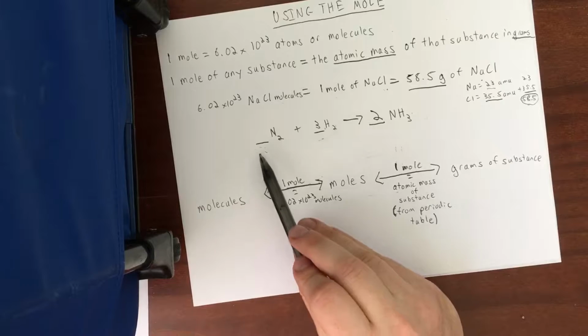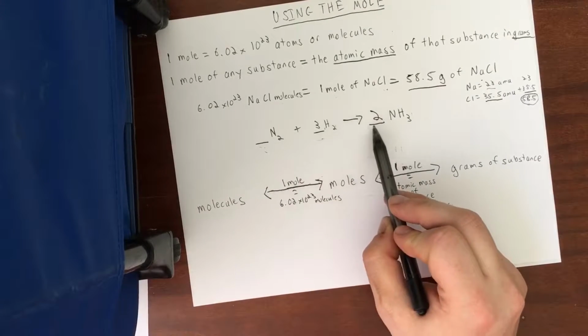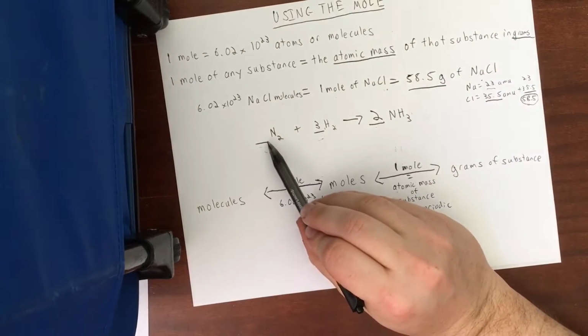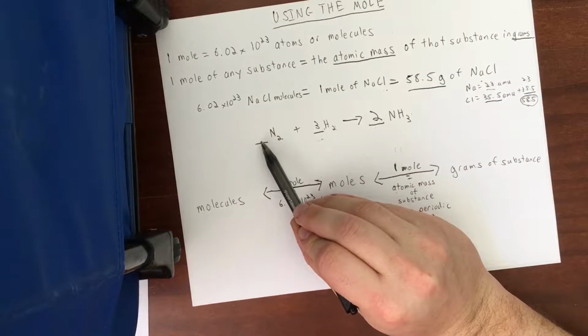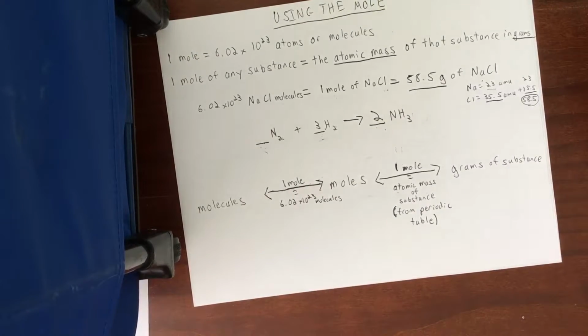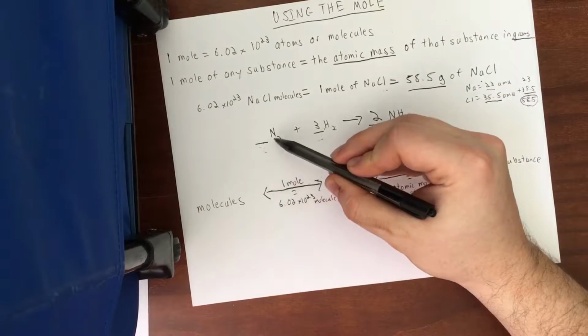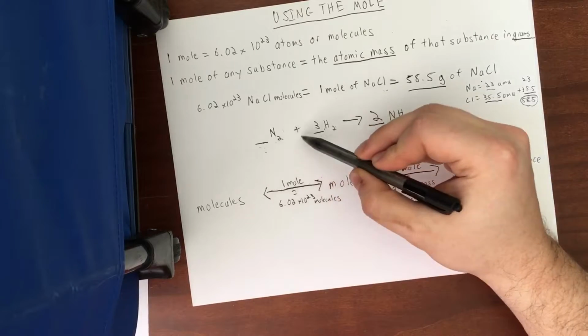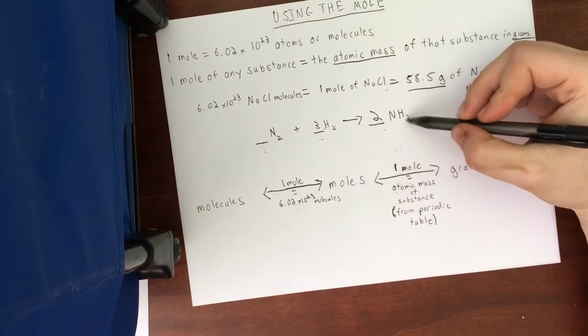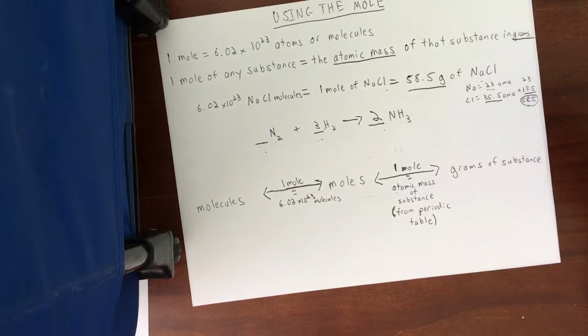However, it doesn't need to be exactly 1 molecule, exactly 3 molecules, and exactly 2. It can be any number of molecules as long as the ratio of the molecules is in the ratio of 1 to 3 to 2. So, for instance, we could have 1 dozen nitrogen gas molecules and 3 dozen hydrogen gas molecules, and that would create 2 dozen ammonia molecules.